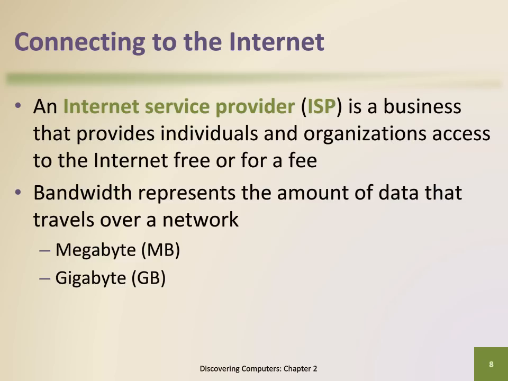Individuals and organizations connect to the Internet through an Internet service provider that provides access to the Internet free or for a fee. Internet service providers offer a variety of bandwidth, depending on the technology used. Bandwidth is the amount of data, instructions, and information that travels over a network and is typically measured in megabytes, which is equal to 1 million characters, or gigabytes, which is equal to approximately 1 billion characters.